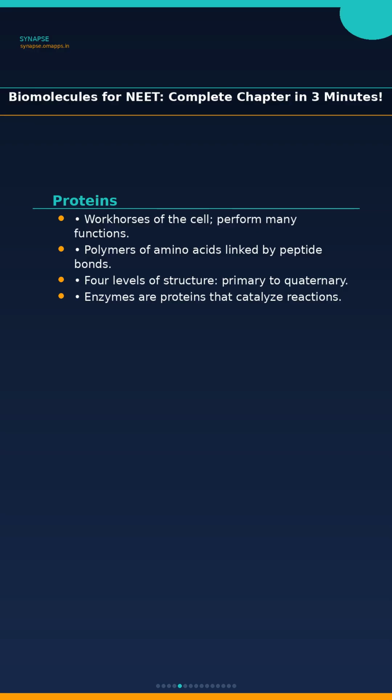Next up, we have proteins. These are the workhorses of the cell. They perform a ton of different functions. They're made of amino acids linked by peptide bonds. Remember the 4 levels of protein structure: primary, secondary, tertiary, and quaternary. Each is important for function.